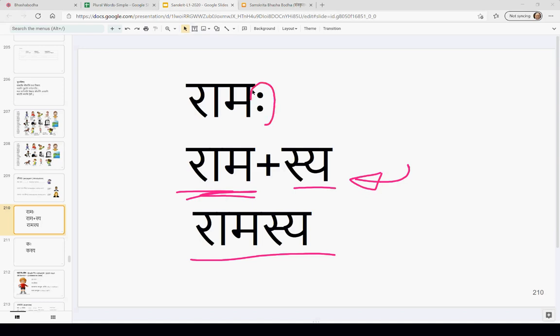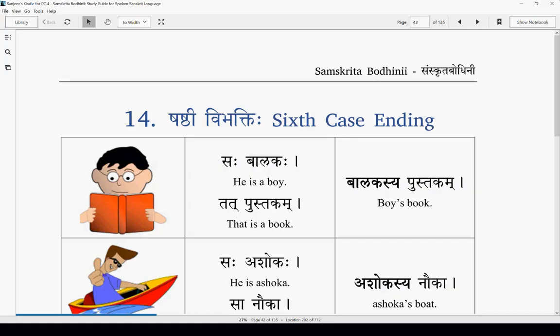Simple. In the Prathama vibhakti or first case ending, we add visarga to get Ramaha, balakaha, parvataha, etc. But in the sixth case ending, we add sya to the base word, Ramasya. In the case of balaka, we get balakasya. So what does that mean? The meaning changes from boy to boy's. Balakasya pustakam, boy's book.